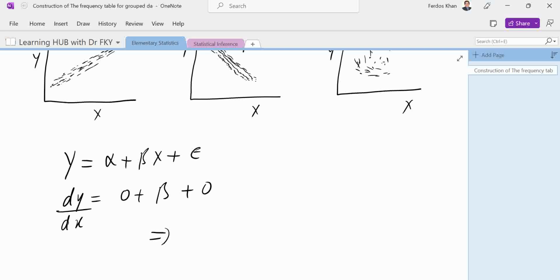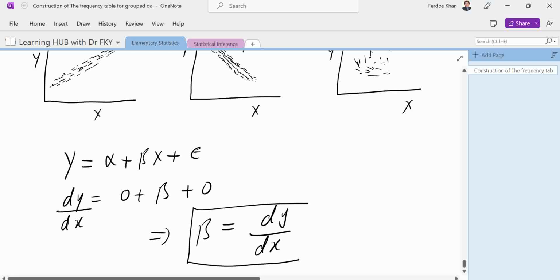So what is beta? That is equal to dy divided by dx. And by definition, this is the change in the dependent variable per unit change in the independent variable. Okay, so this is something different. This regression coefficient shows the change in the dependent variable per unit change in the independent variable. This is different, and the correlation coefficient is in some ways just the relationship. So this is the third point.